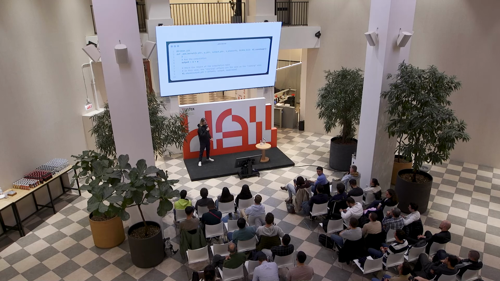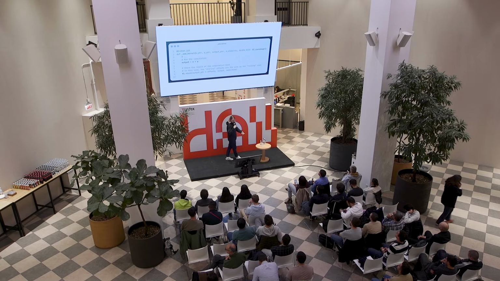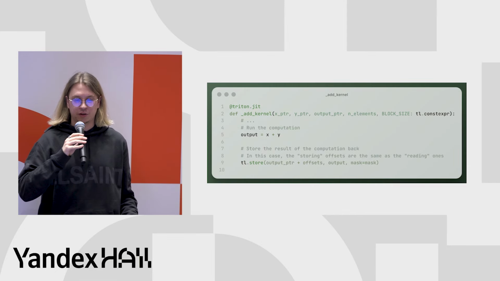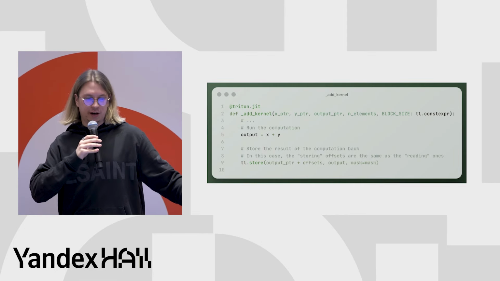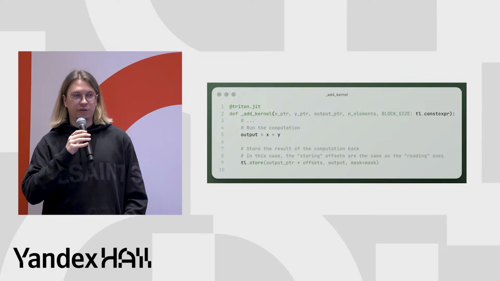Okay, and now the computation is very simple. In this case, we just write output equals x plus y, and we store the results back. This is basically our kernel. We calculated the offsets, we ran the load from HBM, we computed output equals x plus y, and we stored everything back to the output pointer here with the very same offsets.